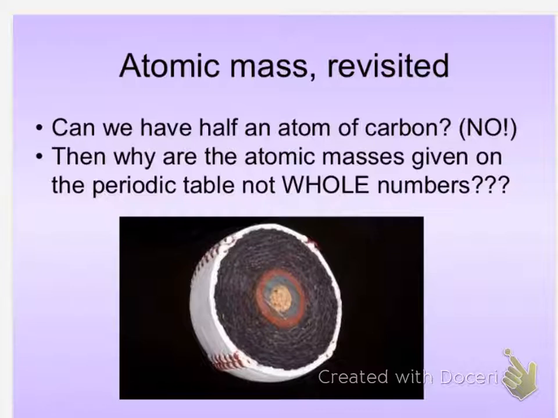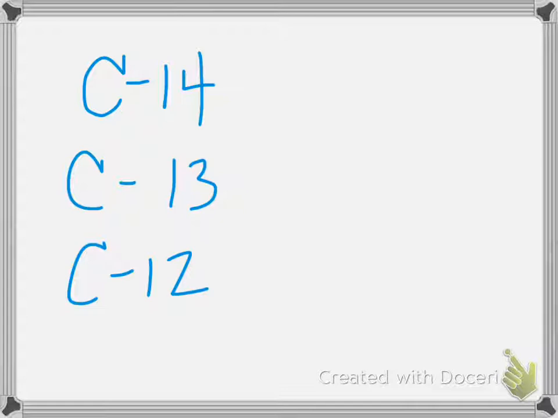So, those are not exact masses. Those are averages. They're weighted averages. Because remember, we have isotopes. So, for instance, we can have atoms of carbon that have a mass of 14 AMUs, C14. We can have atoms of carbon that have a mass of 13 AMUs. And we can have atoms of carbon that have a mass of 12 AMUs. And based on how many of each of those atoms there are, we get a weighted average.